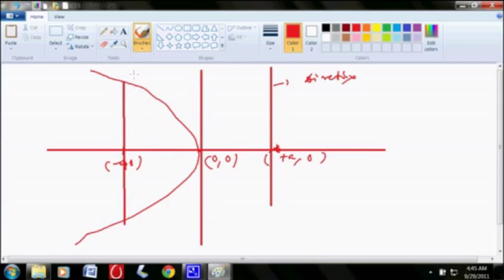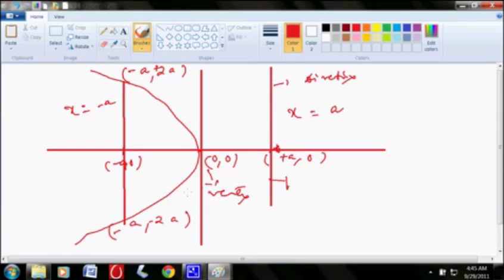So this is minus a. You can make out that I'm writing a, 2a and a, 2a. I'm just giving the signs: minus, minus, minus, plus. This is x equal to a. This is x equal to minus a. This is the vertex, directrix, latus rectum, focus. There is no name for this as such for the moment.